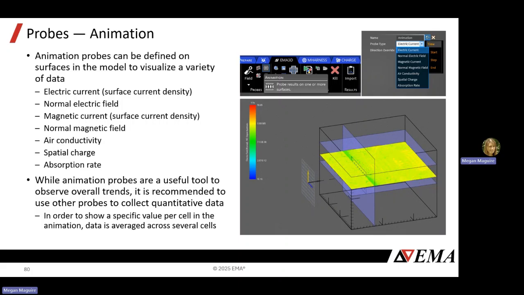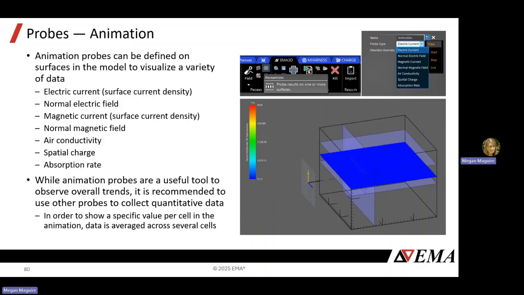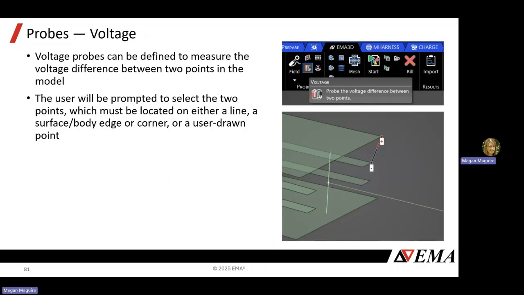If you're looking for actual quantitative data, you should be using the field probes, the box field probe or the point probes. And then lastly, voltage probes are pretty simple. You just select 2 points in your model across which you want to measure the voltage difference.